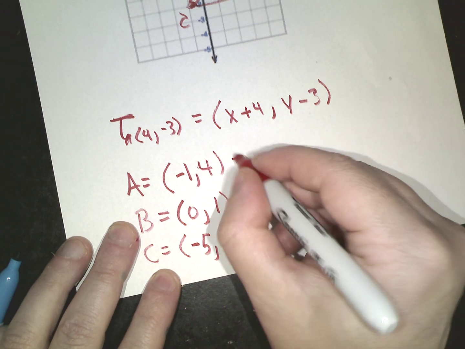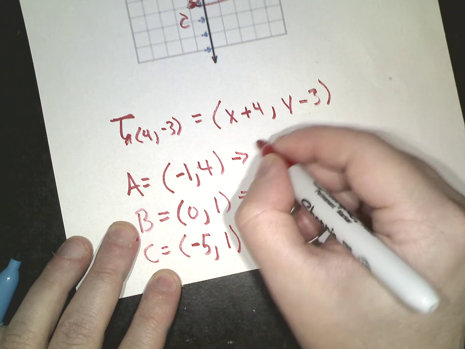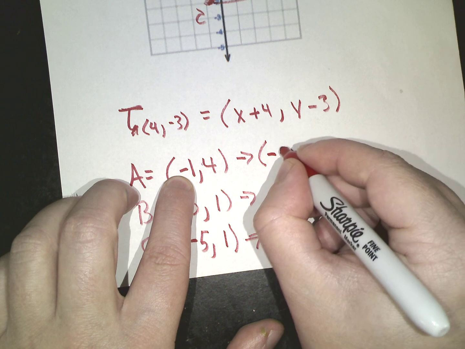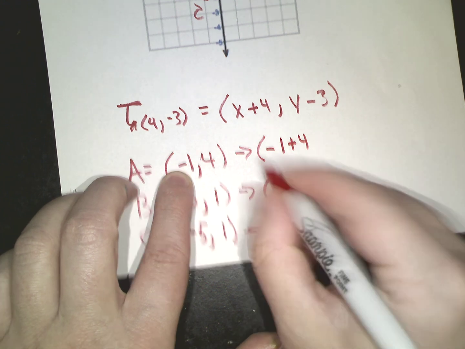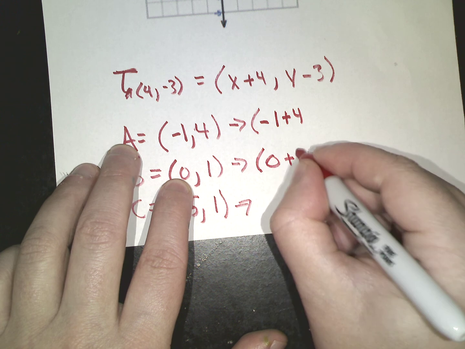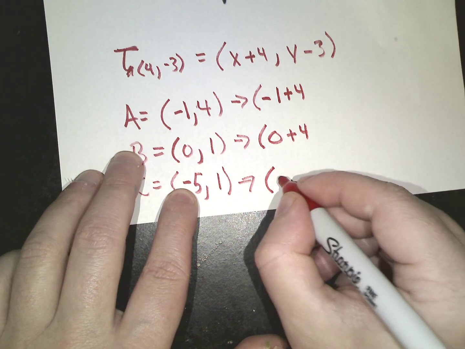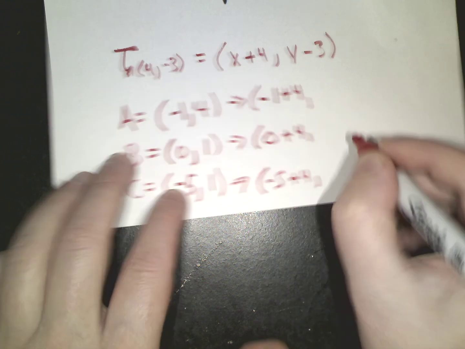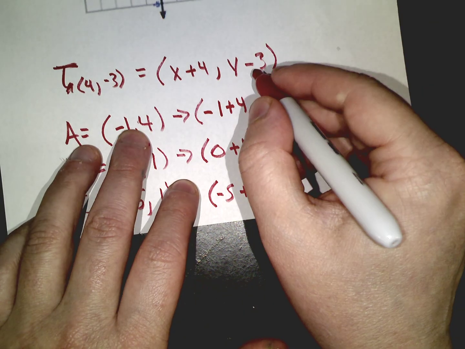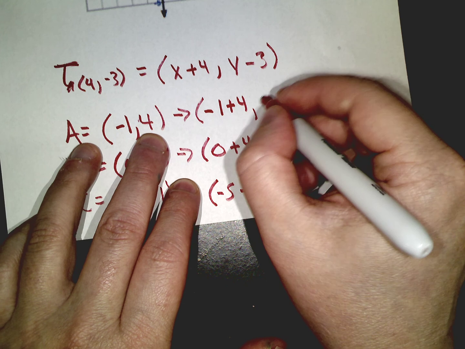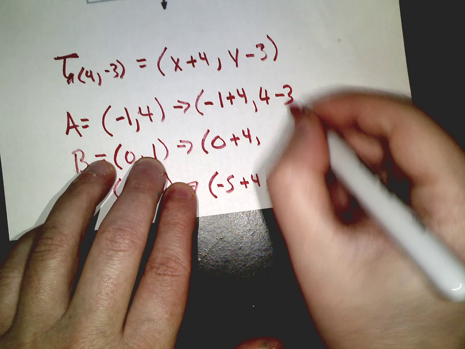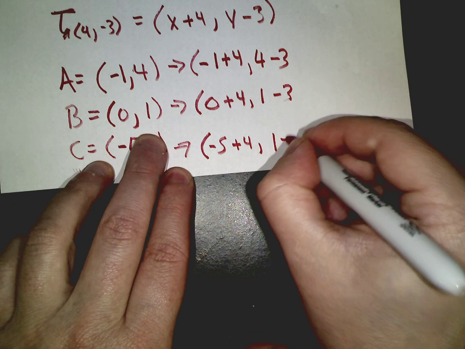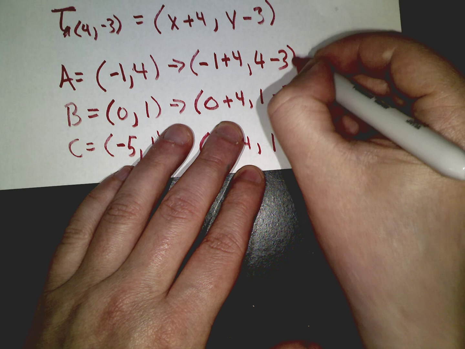Okay, so with all of those, for this transformation, I'm going to do this. I'm going to take the x, I'm going to add 4 to it. -1 plus 4. Here, 0 plus 4. And here, -5 plus 4. Now I'm going to work on all the y's. Well, every y has to be subtracted by 3. So 4 minus 3. 1 minus 3. 1 minus 3.